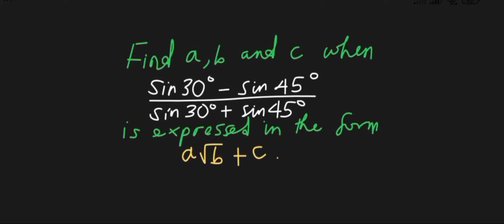Here is one for you. Put your answer in the comment section. Find a, b, and c when sine 30 minus sine 45 over sine 30 plus sine 45 is expressed in the form a root b plus c.